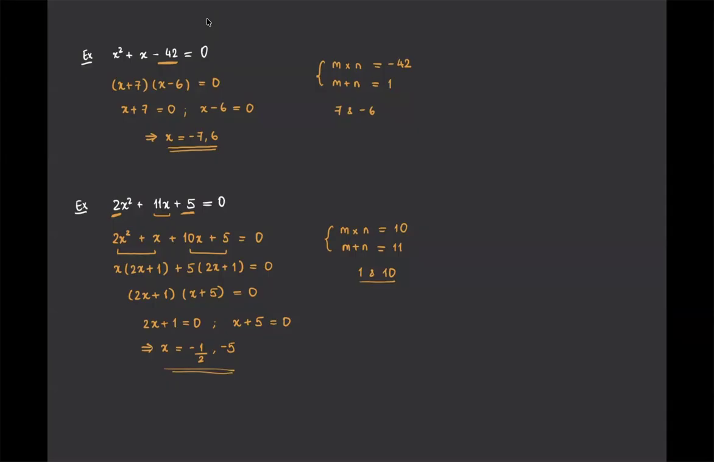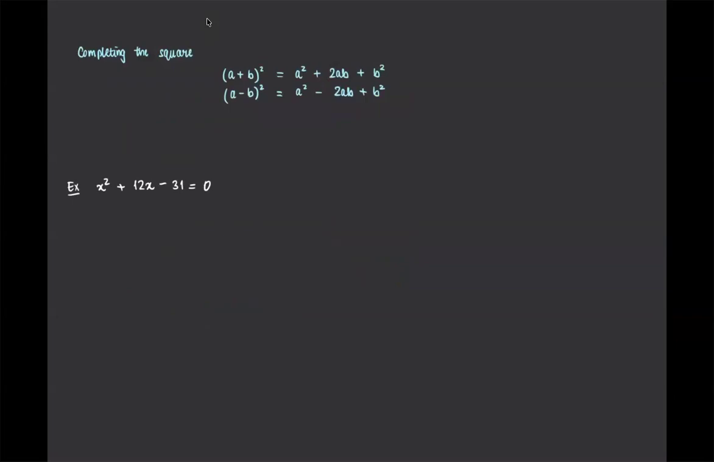All right. Moving on to the next method, which is called completing the square. So in this method, we're essentially forcing a perfect square into a quadratic. And for that, we need to remember these two identities. One being the square of a sum, which expands to a squared plus 2ab plus b squared. And the second being the square of a difference, which expands to a squared minus 2ab plus b squared. So let's have a go at a couple of examples by completing the square.